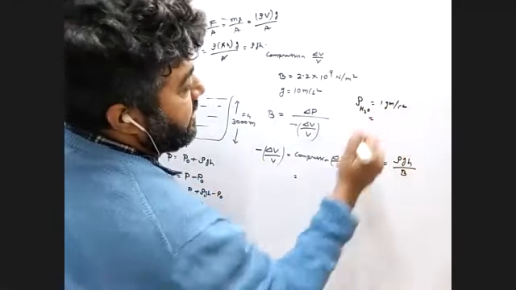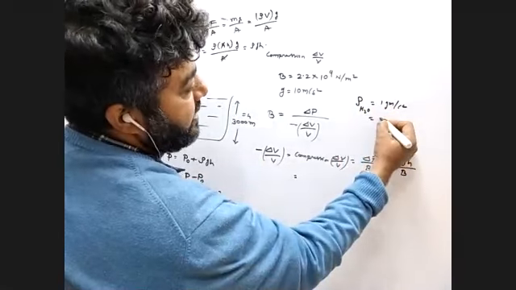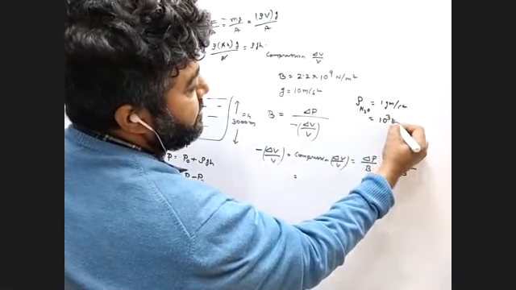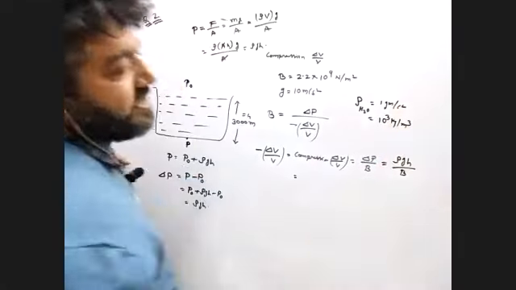1 gram per cc, and if you convert it into SI unit, it is 10 to the power 3 kg per meter cube.